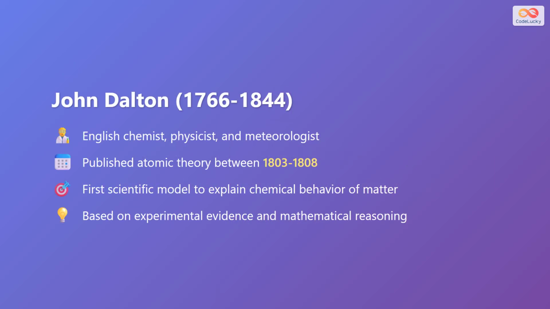John Dalton was an English chemist, physicist, and meteorologist who lived from 1766 to 1844. He published his groundbreaking atomic theory between 1803 and 1808. This was the first scientific model that successfully explained the chemical behavior of matter. Dalton based his theory on experimental evidence and mathematical reasoning, making it a true scientific breakthrough.